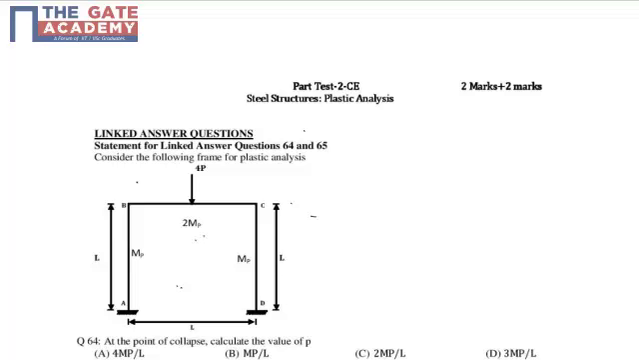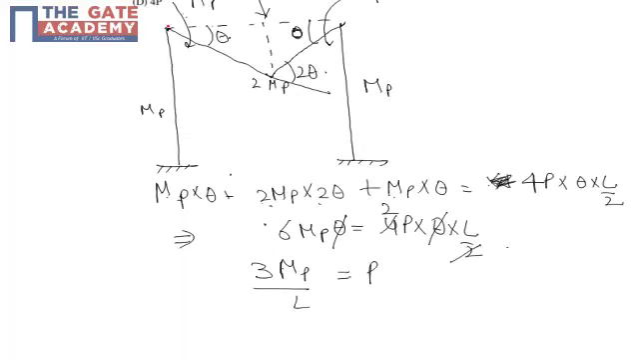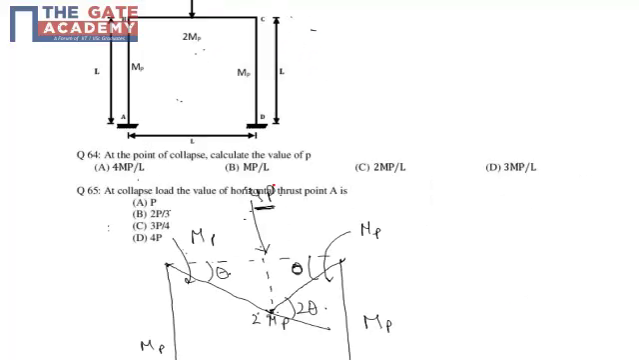So let's see how this structure will behave at the point of collapse under plastic analysis. Now one plastic hinge will be formed directly under the load, that is the point load which is acting here. Hence if we write down the equation of virtual work, that is work done external is equal to work done internal.